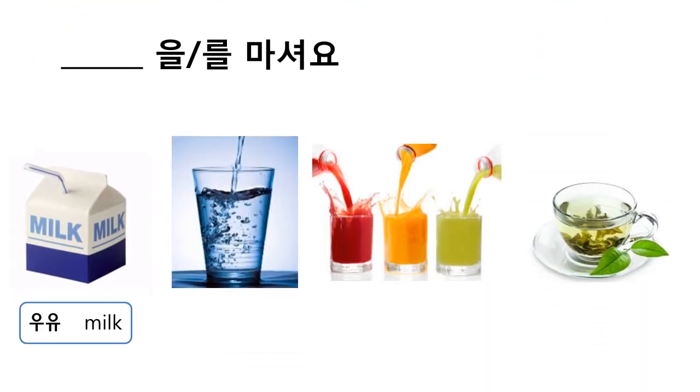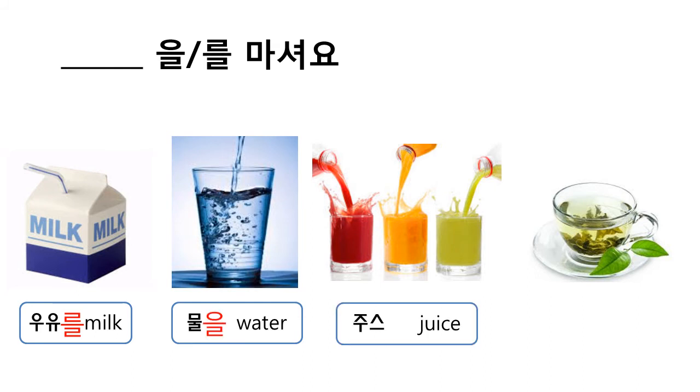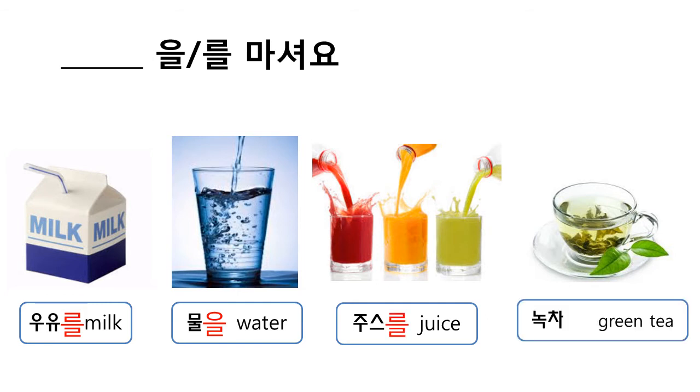Okay, 우유, milk, ends with a vowel, so we say 우유를. 물, water, ends with a consonant, so we say 물을. Juice, everyone, are you practicing at home? Juice ends with a vowel, so we say 주스를. 녹차, green tea, ends with a vowel, so if we want to make 녹차 the object of the sentence, then we say 녹차를.